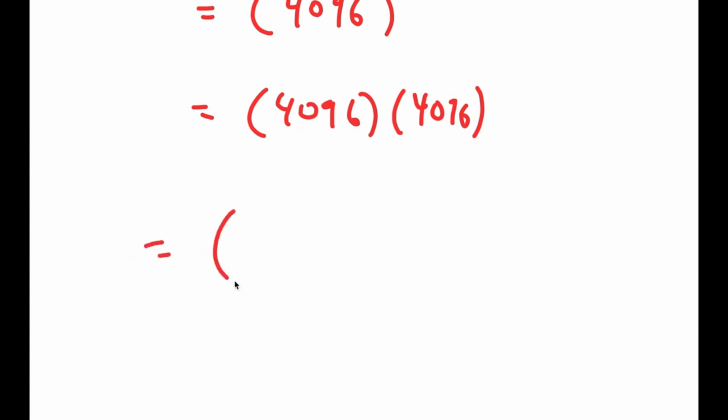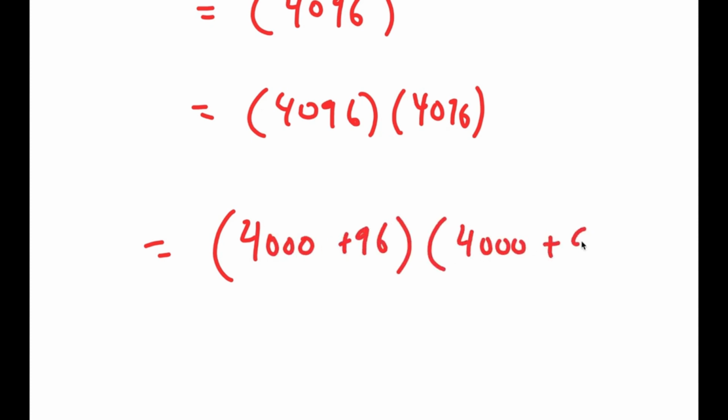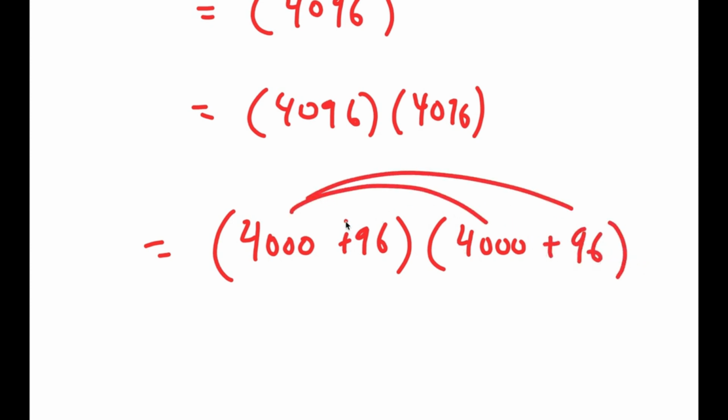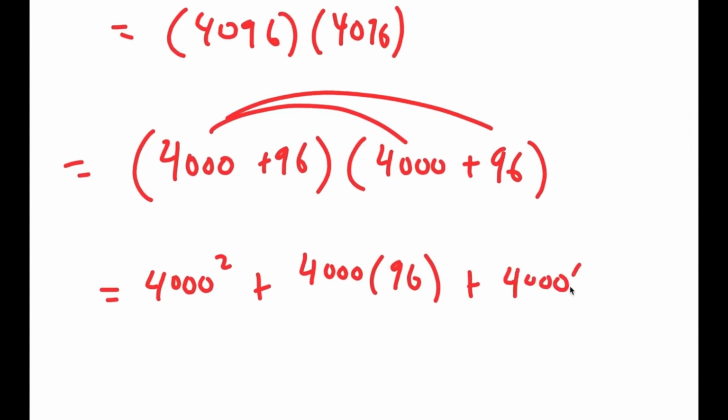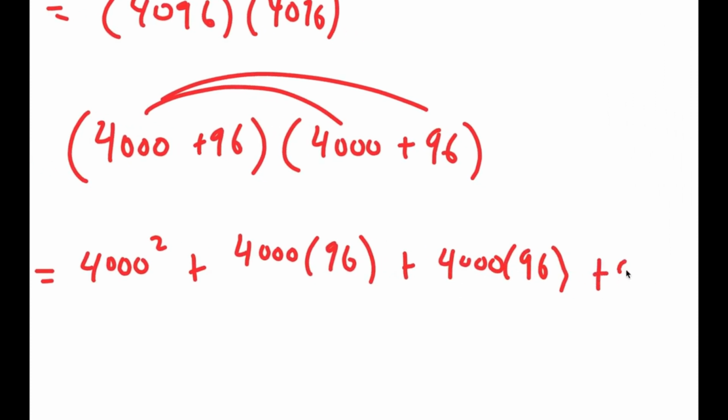So instead, to more easily solve this, I'm going to rewrite this as 4000 plus 96 times 4000 plus 96. And now I can use the distributive property. So I get 4000 squared plus 4,000 times 96 plus 4,000 times 96 plus 96 squared.